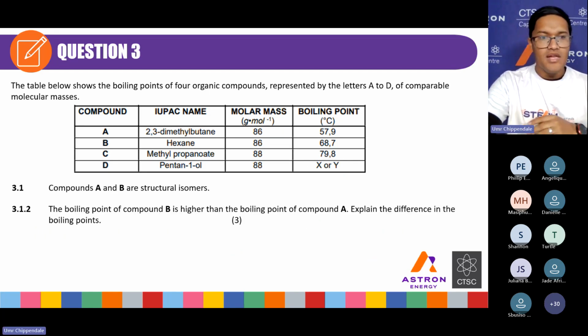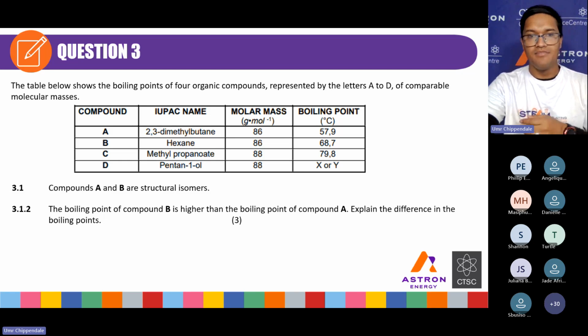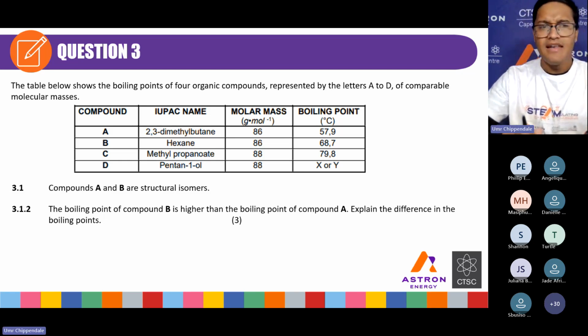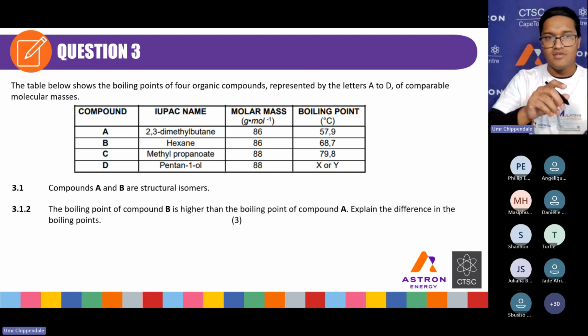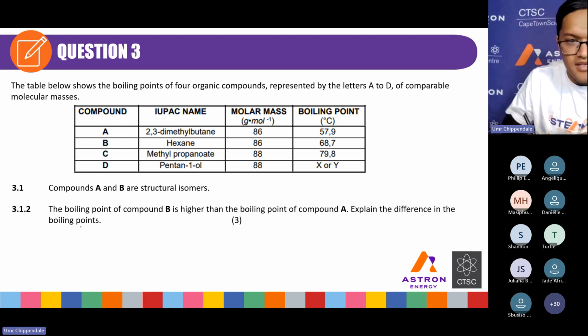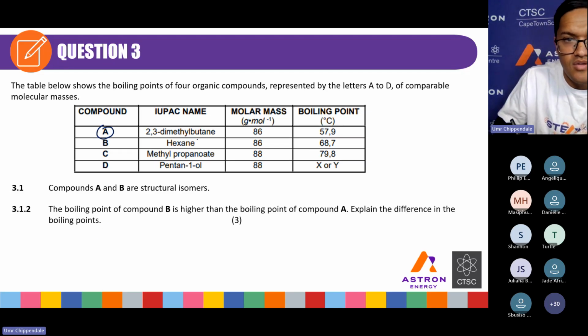3.1.2. The boiling point of compound B is higher than the boiling point of compound A. Explain the differences in the boiling points. Now, whenever you have two different compounds, don't just place those two next to each other. What you're rather going to do is write like this. I'm going to first write down my compound A, just so everyone can see. I'm going to start off with this part here, butane. So that is compound A.